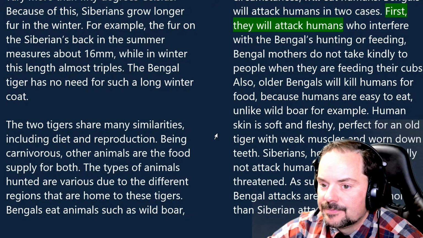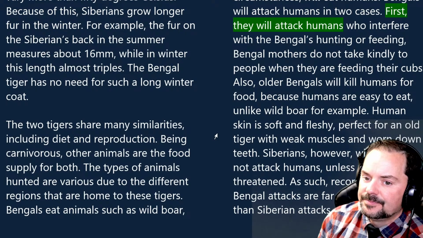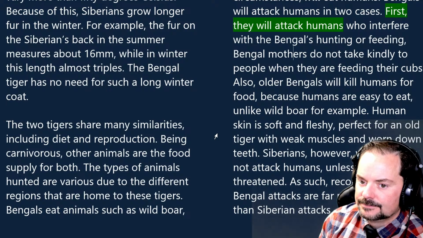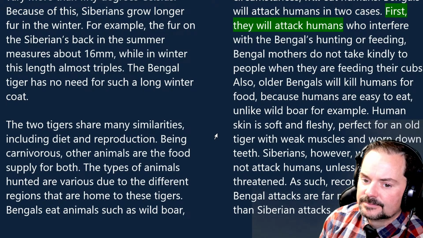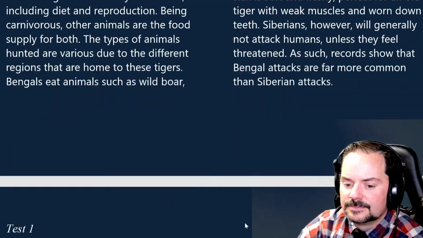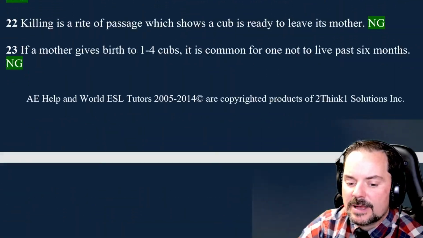First, they will attack humans who interfere with the Bengal's hunting or feeding. Bengal mothers do not take kindly to people when they are feeding their cubs. Also, older Bengals will kill humans for food because humans are easy to eat, unlike wild boar, for example. Human skin is soft and fleshy, perfect for an old tiger with weak muscle and worn down teeth. Okay, good. Now, let's go back to that question.